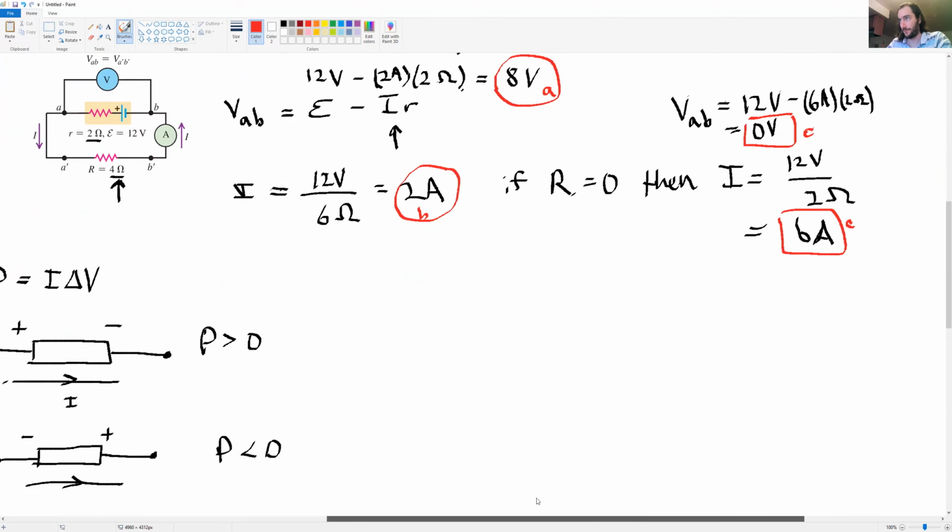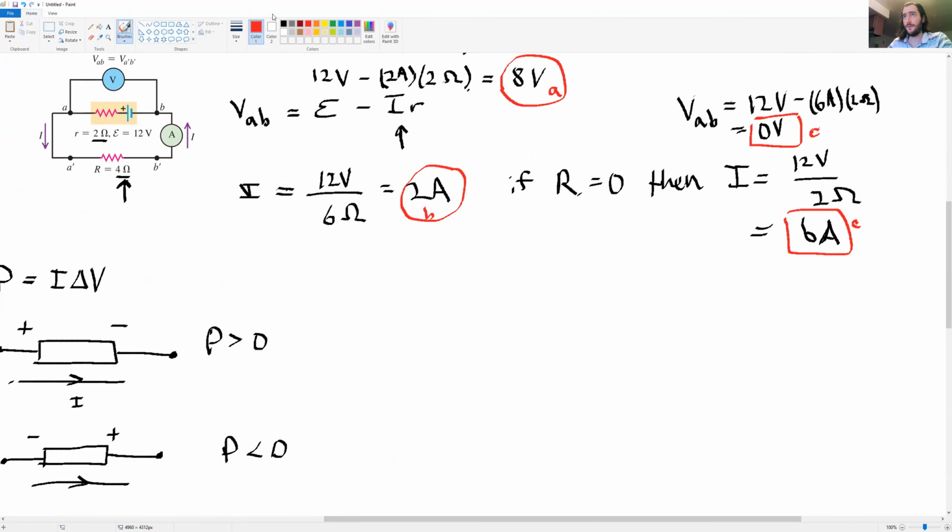So we're simply using the information that we've already calculated in part A and B to determine all the powers here in the circuit. So the power supplied by the source is going to be minus 12 volts times the current 2 amps. That would be minus 24 watts.